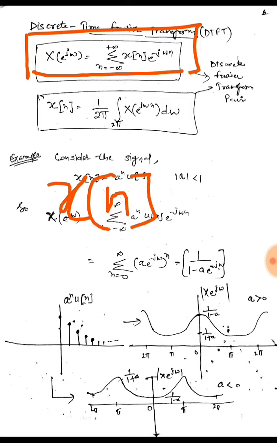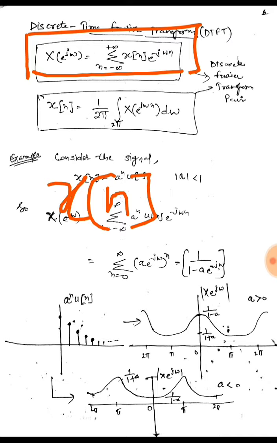As we are operating on discrete time signals, we will use the summation function instead of the integral function as we used in the continuous time Fourier transform. So it would be n is equal to minus infinity to infinity x[n] multiplied by e raised to power minus j omega n.